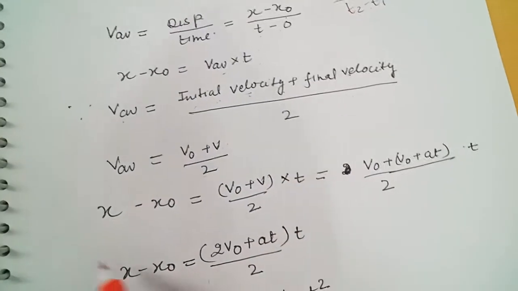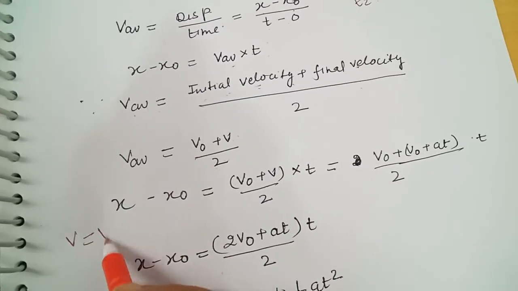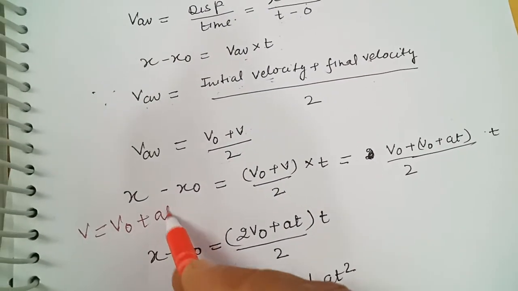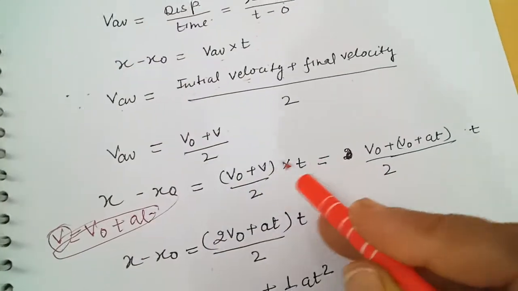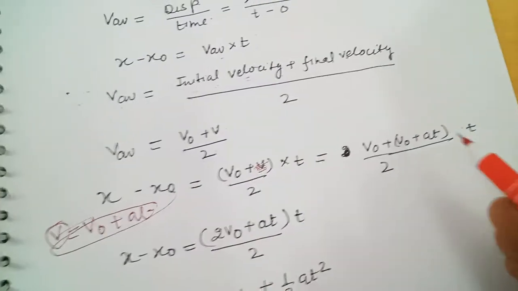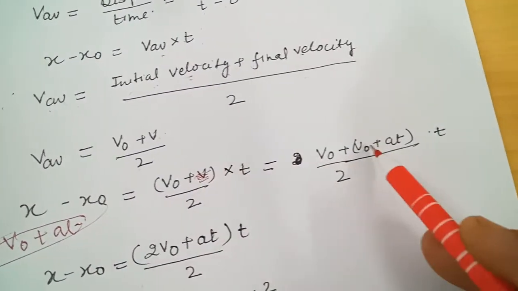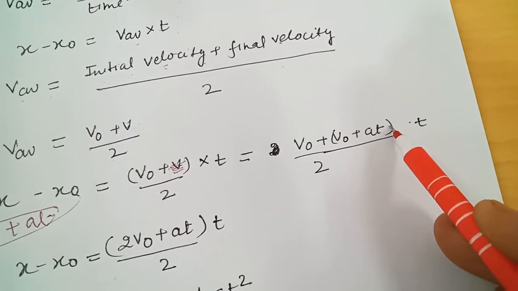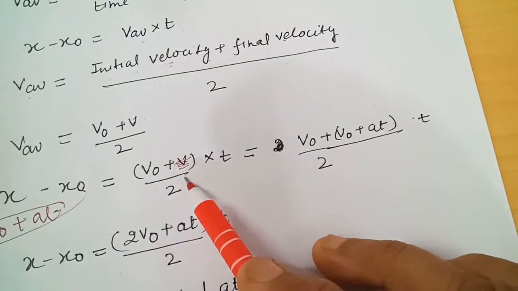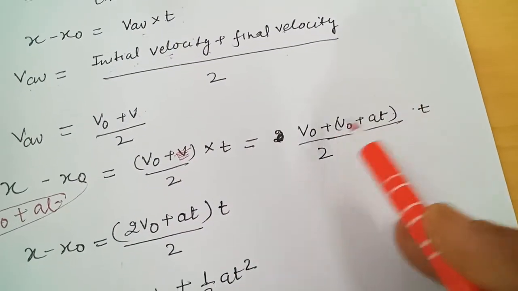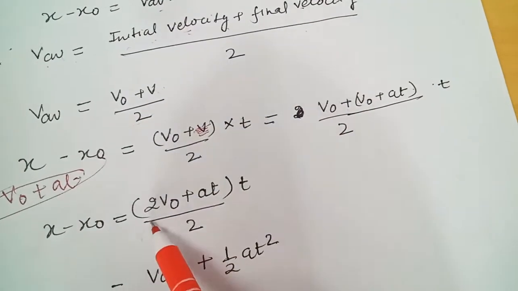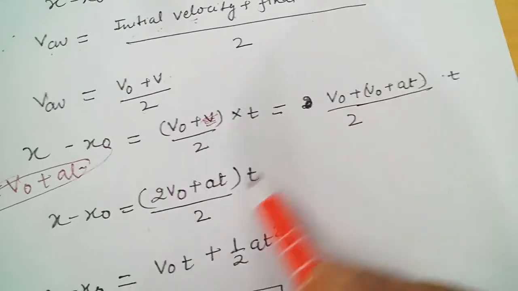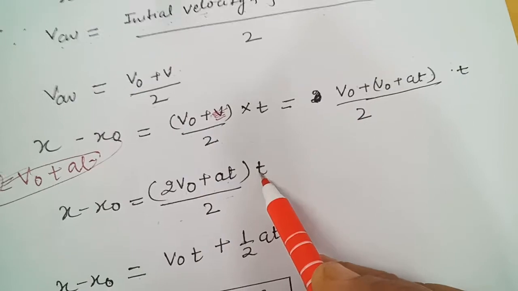Now we have the first equation, v is equal to v naught plus at. Substitute this value of v in place of this v. So in place of this v, you will substitute v naught plus at, divided by 2, multiplied by t. Now take this v naught plus v naught, which is 2v naught plus at, divided by 2 into t.